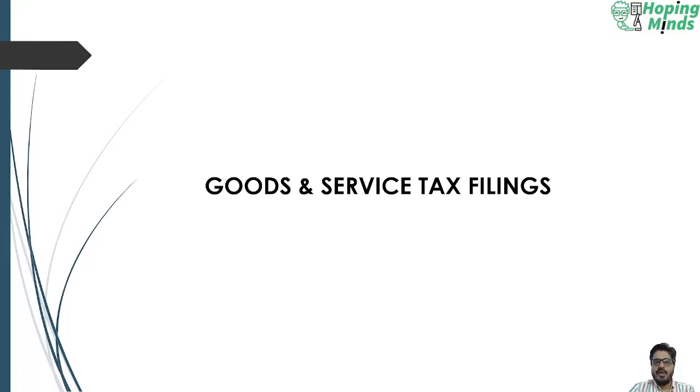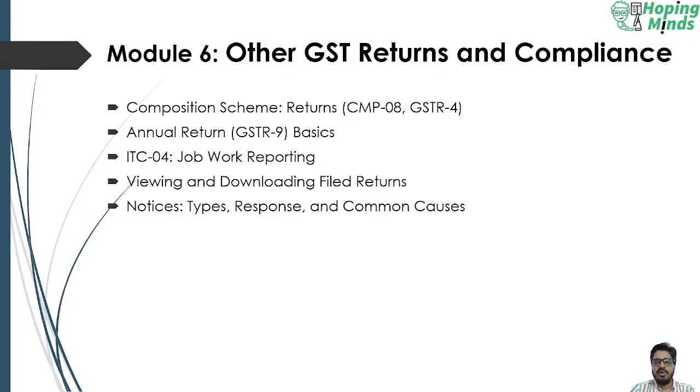Hello everyone, welcome to the sixth module of Goods and Service Tax Filings. In this module, we are going to learn about the other returns and compliances. So what we are going to study is the composition scheme and the different returns that are filed under the composition schemes. That is CMP-08 and GSTR-4.